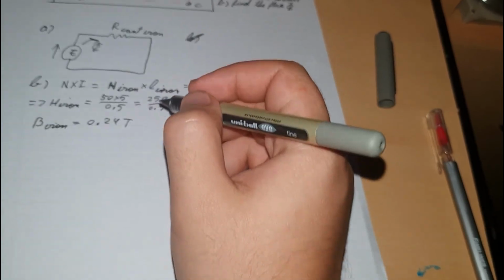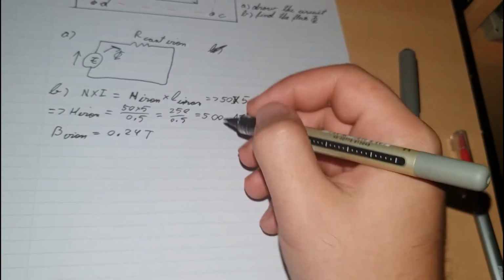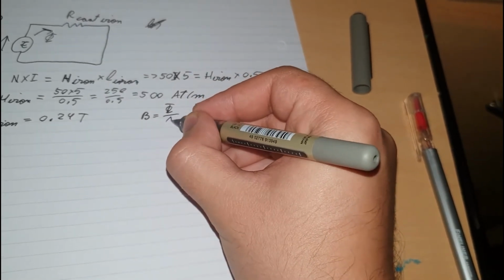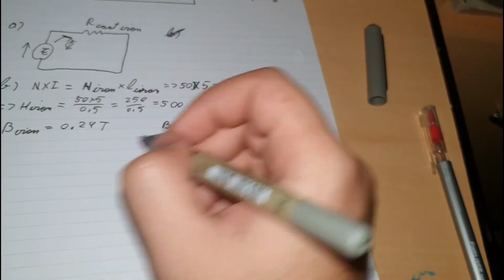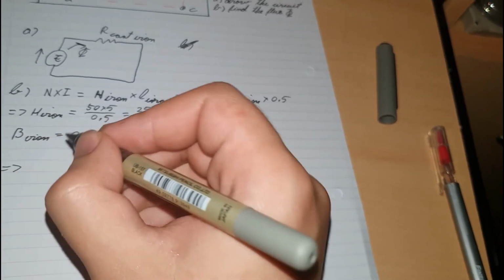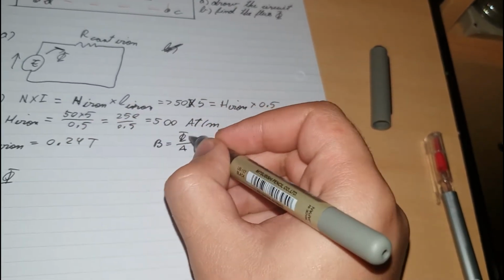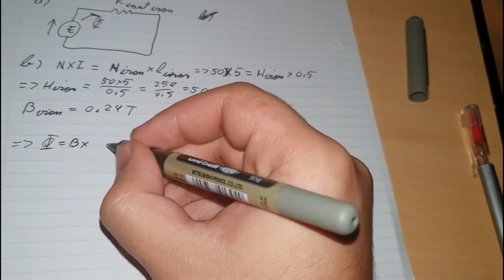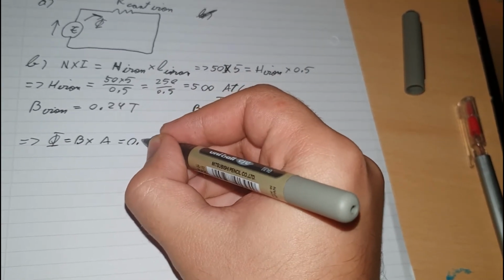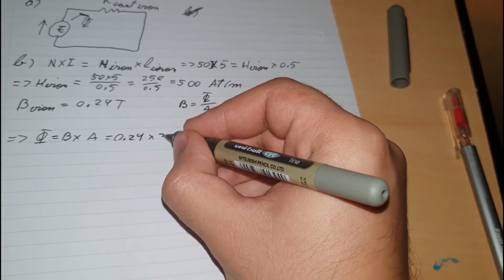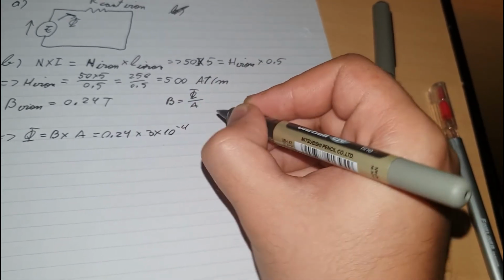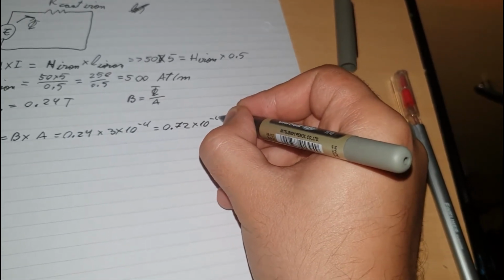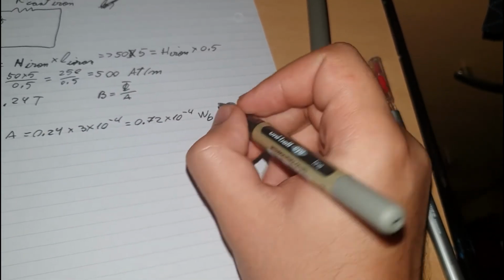And now we literally just worked our way backwards again, because B will be equal to the flux divided by the area. Therefore, because we know the area as well, the flux, if we rearrange this formula, will be equal to B times A, and that will be equal to 0.24 times 3 times 10 to the minus 4, and that will be equal to 0.72 times 10 to the minus 4 Webers, and that will be our answer.